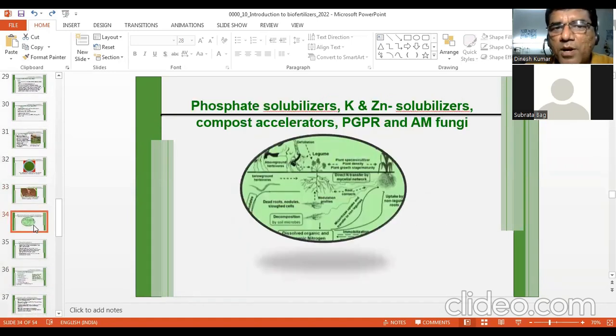And now we see about phosphate solubilizers. Phosphate solubilizers and K and zinc solubilizers. Compost accelerator, PGPR, AM fungi.